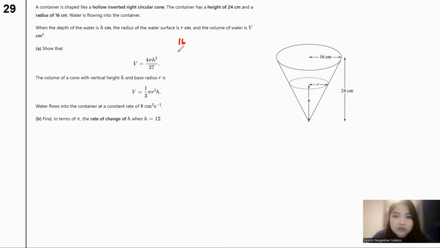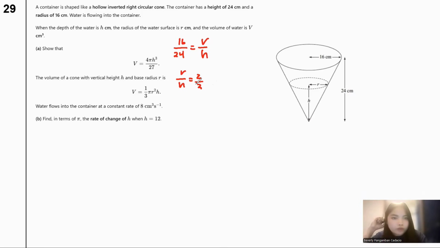16 is to 24 is equal to R is to H. So it's just the same. R is to H. And then what we're going to do is we can just simplify. So my R over H, I'm just going to put on the other side, 16 over 24, divide both sides by the common denominator, or when you put that in the calculator, it will just give you 2 over 3.